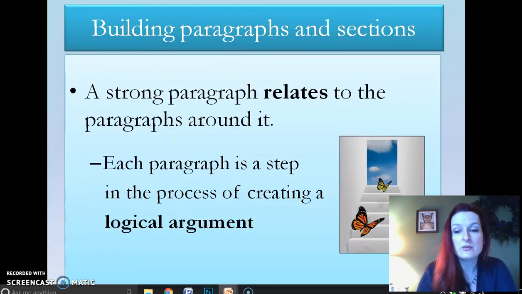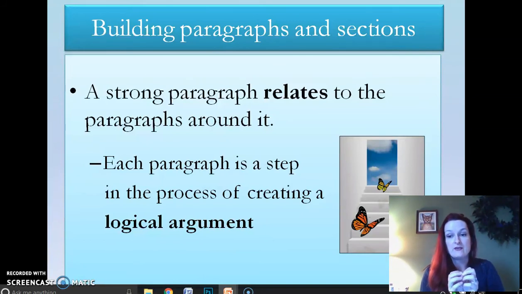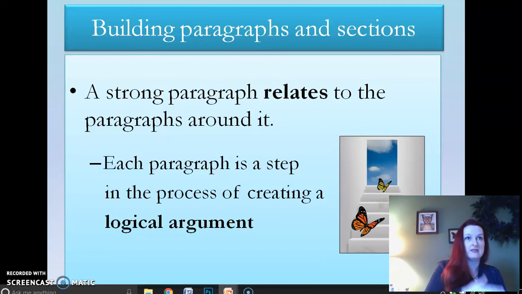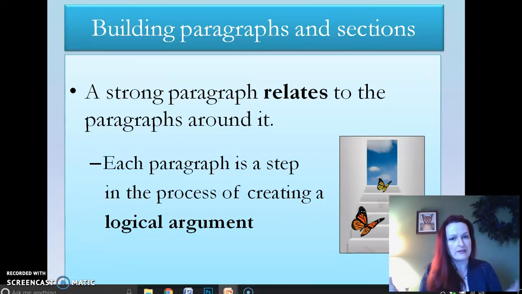All right. A strong paragraph relates to the paragraphs around it. So just as the sentences in a paragraph relate to the sentences around it, the paragraph itself should relate to the paragraphs around it. Each paragraph is a step in the process of creating a logical argument. And I think we've probably all read papers before where there are these sudden, baffling leaps from one topic to another, where somebody will be going on about one thing and then suddenly the next paragraph is just from Mars and you can't figure out how they got from point A to point B. You want to avoid that. You want to make sure that your organization is logical and purposeful.